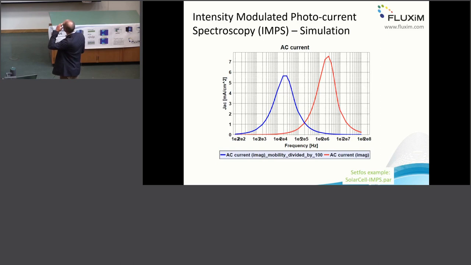It is the peak position that is highly linked to the charge carrier mobility in the device. And as you can see here, we divided the mobility value by 100, and then everything slowed down to lower frequencies in this peak.